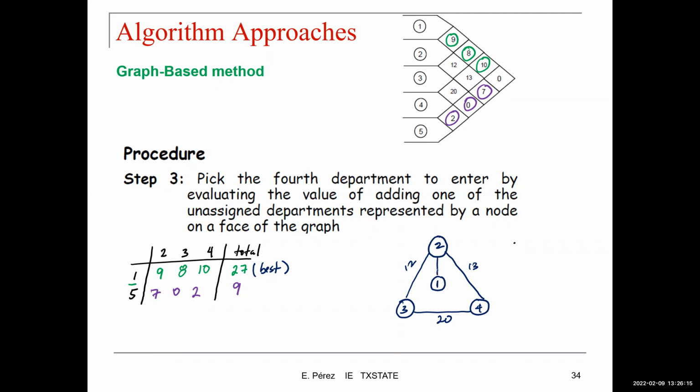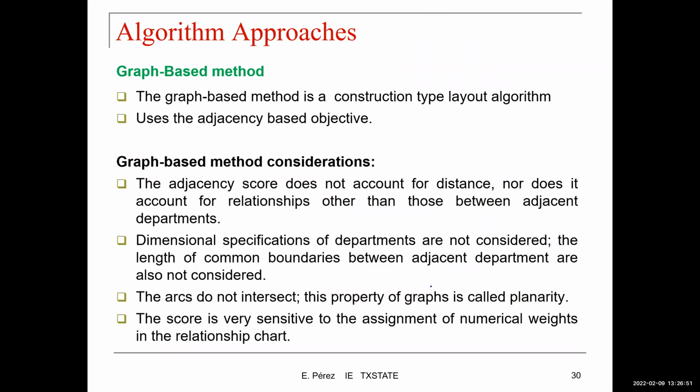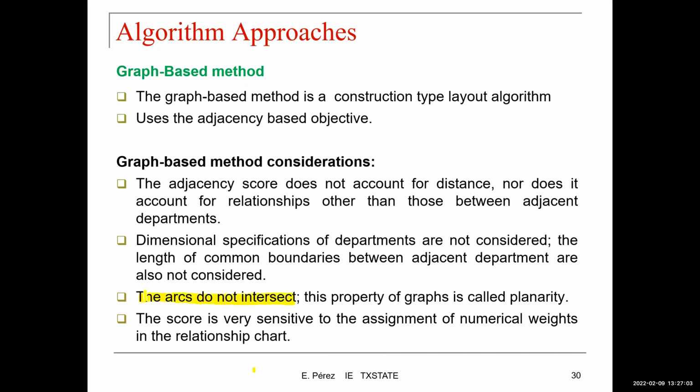So this is 9, 10, and 8. Okay. So we still have 5. We know that's the only one missing. So the question is, where are we going to place 5? Remember that the algorithm, if you look at the notes here, we cannot cross the arcs. Okay, so we need to decide where are we going to place this department.